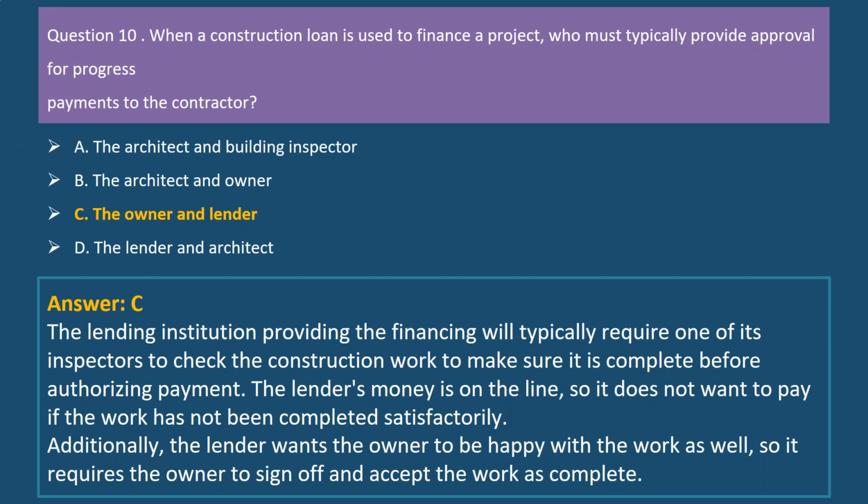Answer: C. Explanation. The lending institution providing the financing will typically require one of its inspectors to check the construction work to make sure it is complete before authorizing payment. The lender's money is on the line, so it does not want to pay if the work has not been completed satisfactorily. Additionally, the lender wants the owner to be happy with the work as well, so it requires the owner to sign off and accept the work as complete.